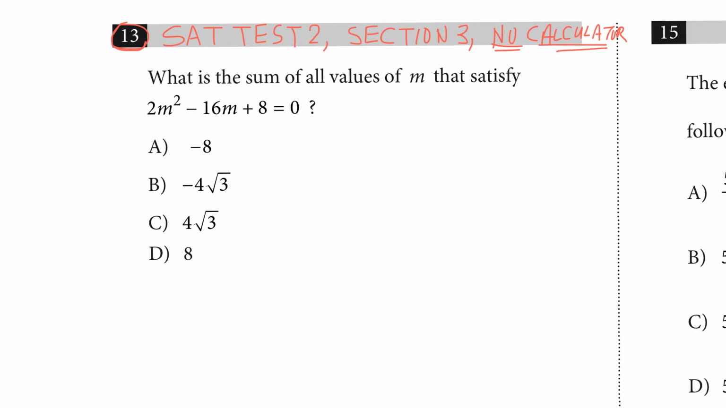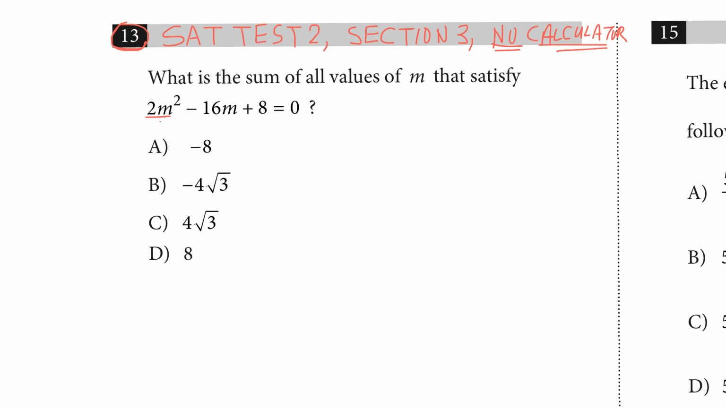Okay, so we're looking to find the sum of all values of m that will satisfy this equation. So we have to solve for m. We have a quadratic equation, 2m squared minus 16m plus 8 equals 0. And so we need to find the roots and then add the roots. So it looks like we'll have two roots here.